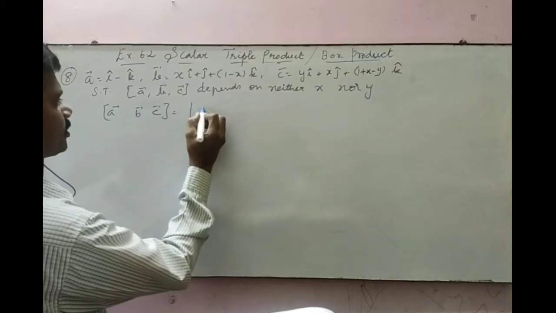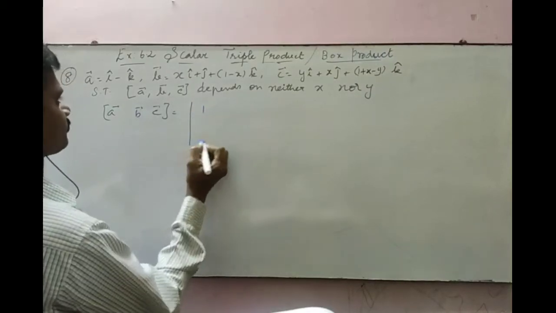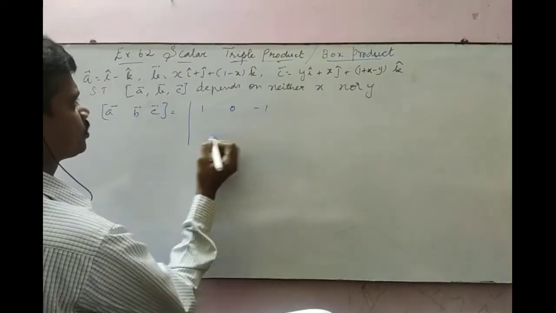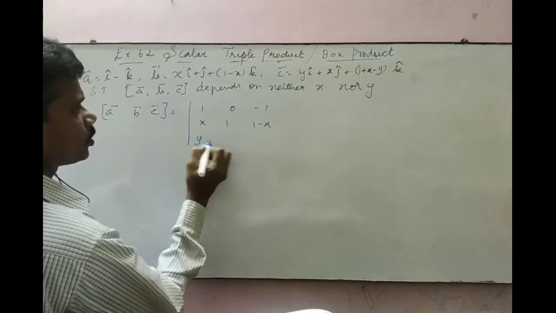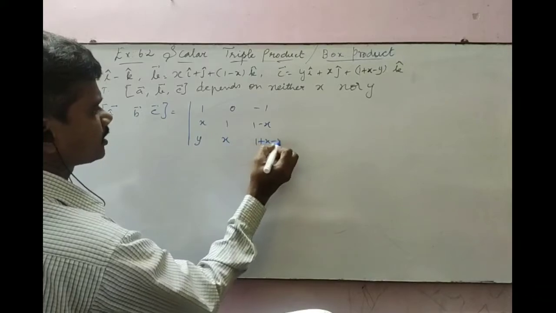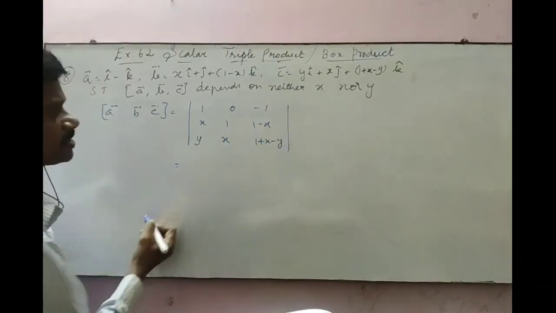In the determinant, I am going to write the components of A, that is 1, 0, minus 1. B is x, 1, 1 minus x. C is y, x, 1 plus x minus y. I am going to expand this.